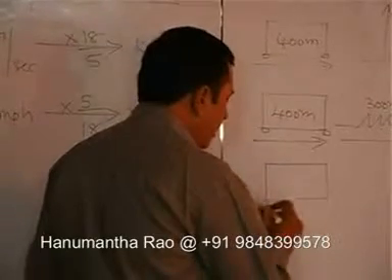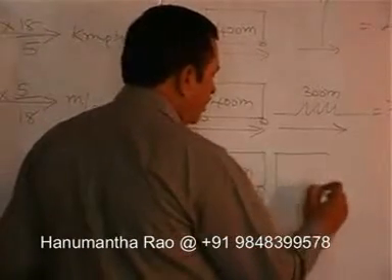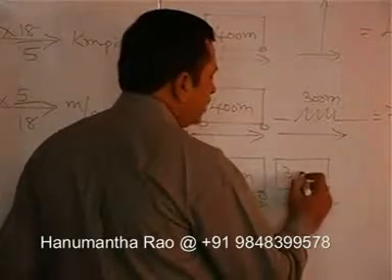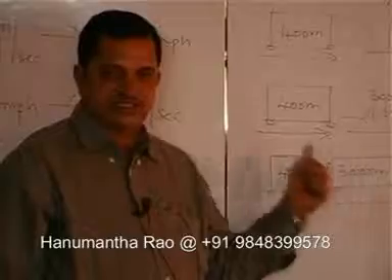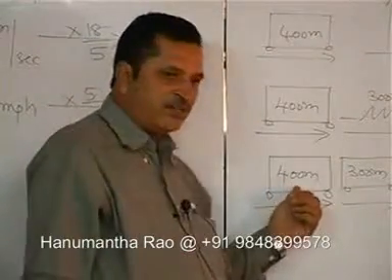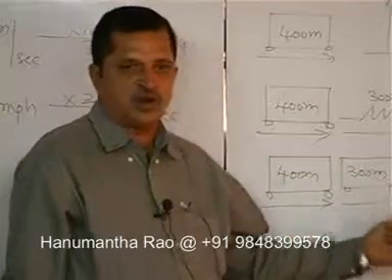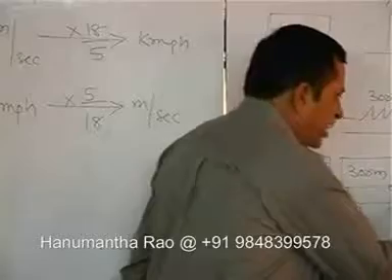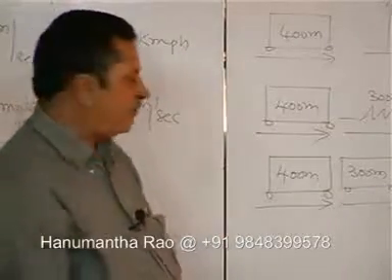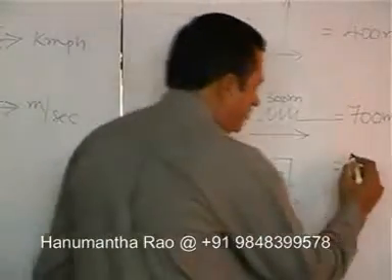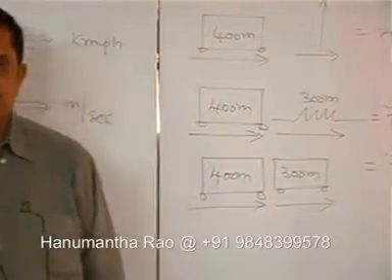Suppose a train is of length 400 meters and another train is going in the same direction with a length of 300 meters. If the speed of this train is more, it will definitely cross the other. So, if this train were to cross that train, what is the total distance that it has to travel to cross the other train, if both are traveling in the same direction? 400 plus 300, 700 meters. 700 meters is the distance to be traveled by the train.